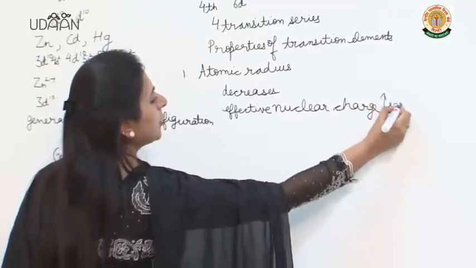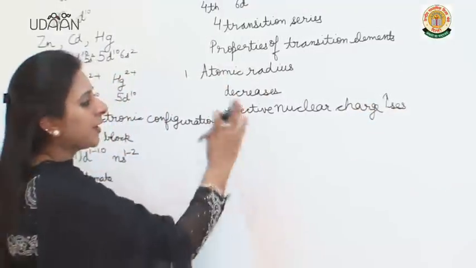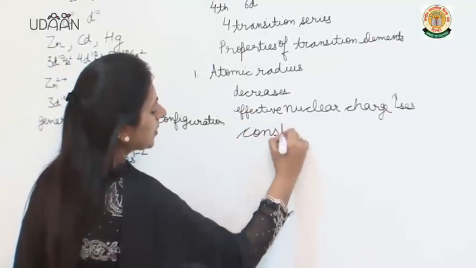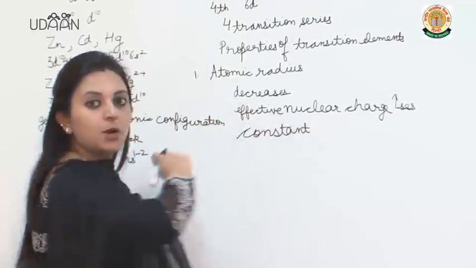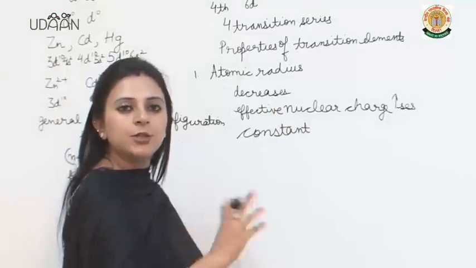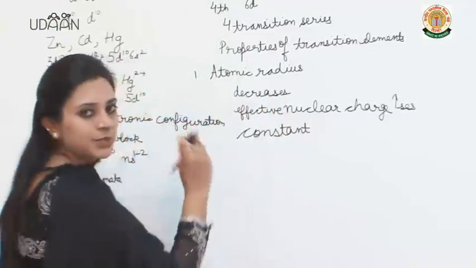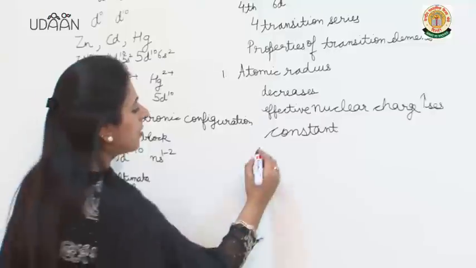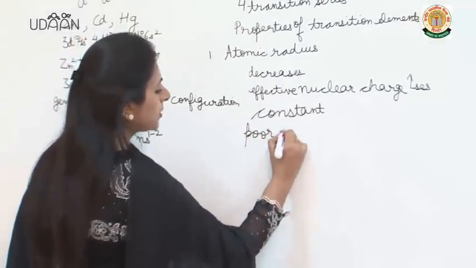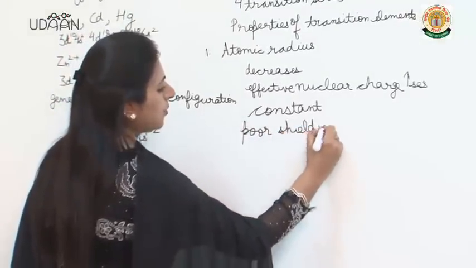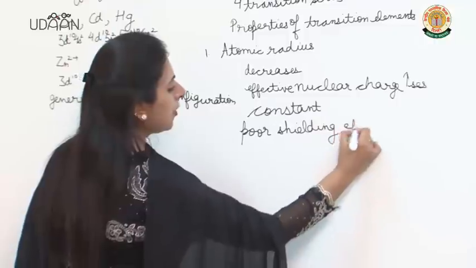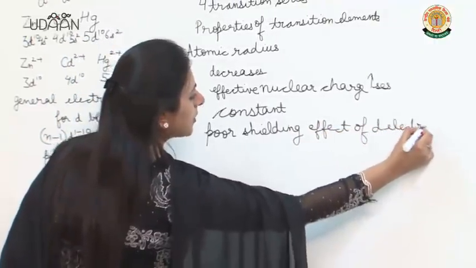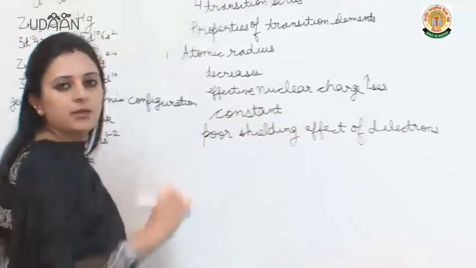तो ये बात क्लियर हो गई कि वो पहले क्यों डिक्रीज हुआ, क्योंकि इफेक्टिव न्यूक्लियर चार्ज बढ़ गया. After that it becomes constant. We are talking about within a transition series how the atomic radius is changing. Then it becomes constant. Why does it become constant? Due to the poor shielding effect of d electrons. It becomes constant instead of decreasing.